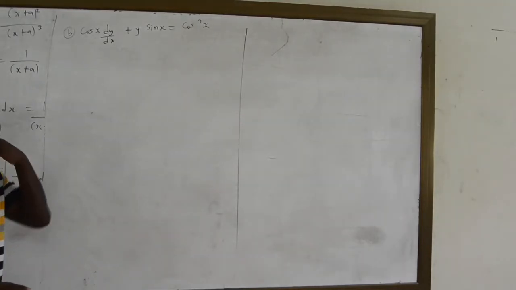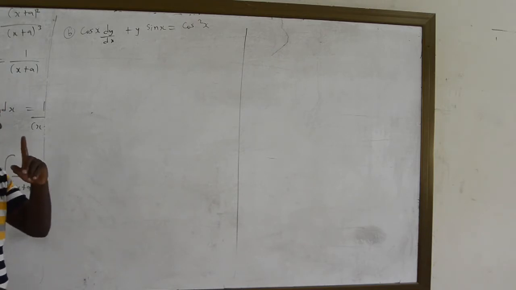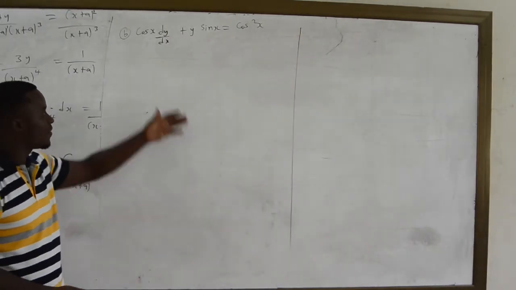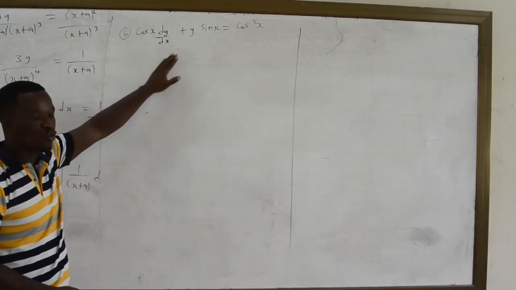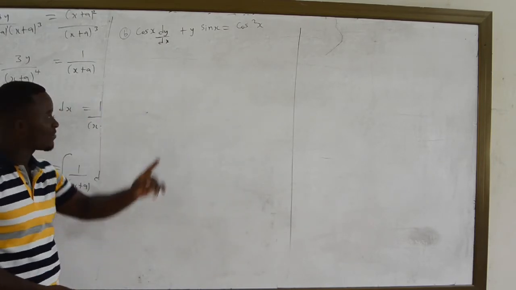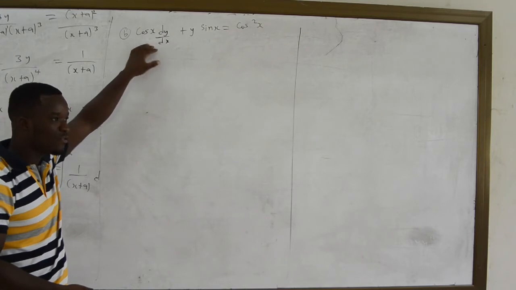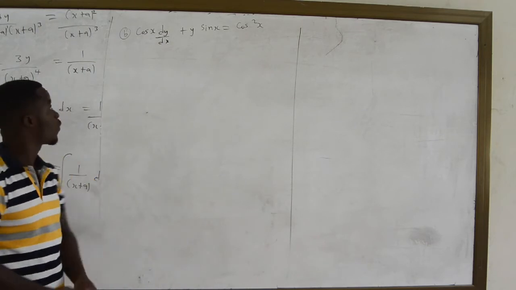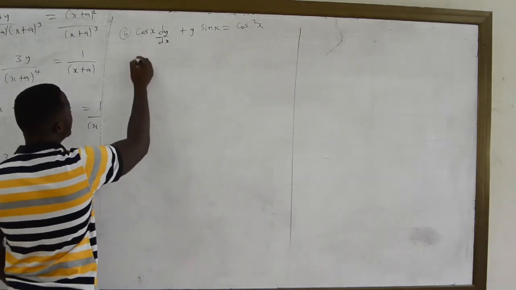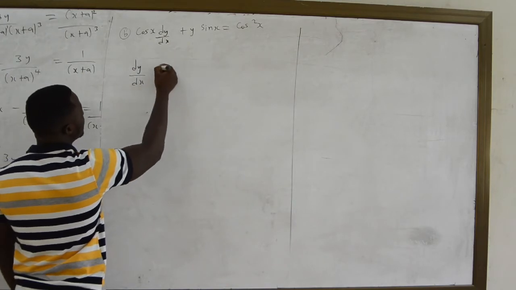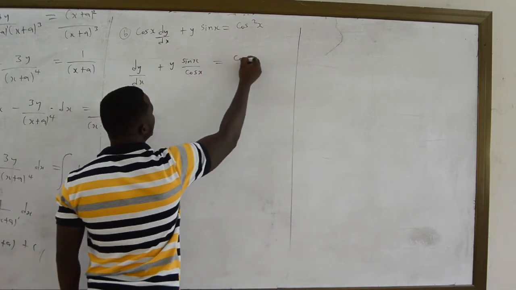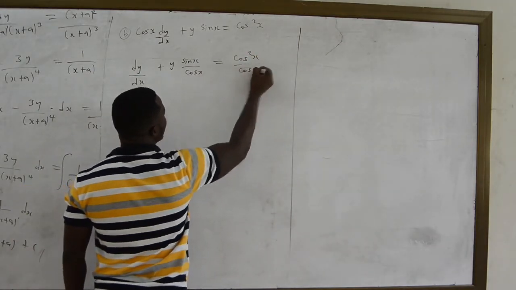We have a second case here. This one will be solved using the linear first order approach. You should bear in mind that anytime you have to solve a linear first order differential equation, the coefficient of dy dx should always be 1. So the first thing is to check this side. If there's anything here, try to move it to the other side. Because we have cos x here, I have to divide both sides by cos x. Dividing both sides by cos x, I'll have dy dx plus y sin x over cos x is equal to cos squared x over cos x.